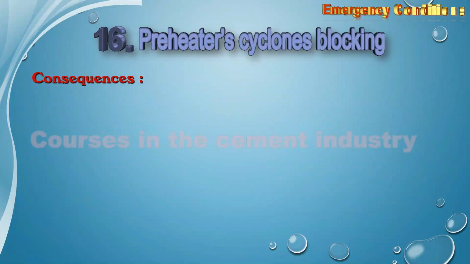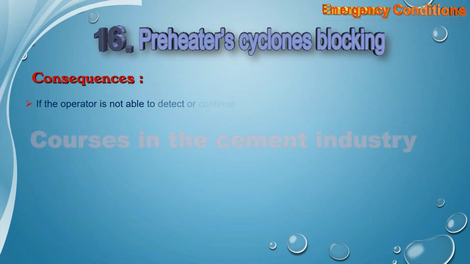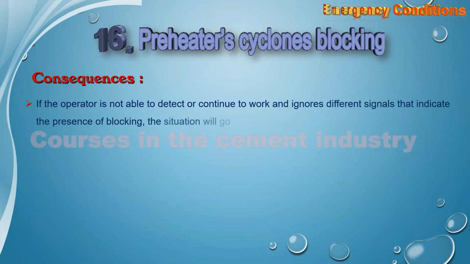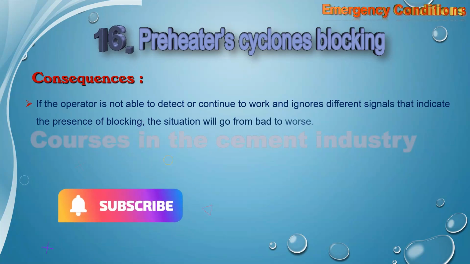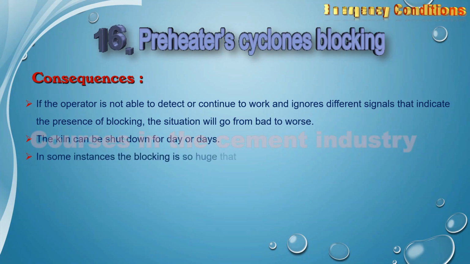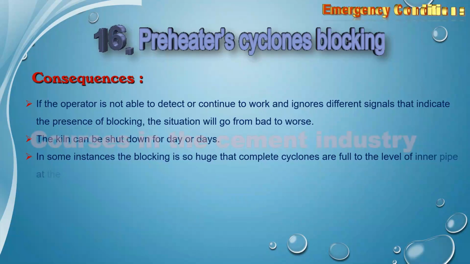Consequences. 1. If the operator is not able to detect it, or continues to work and ignores different signals that indicate the presence of blocking, the situation will go from bad to worse. 2. The kiln can be shut down for a day or days. 3. In some instances the blocking is so huge that complete cyclones are full to the level of the inner pipe at the roof of the cyclone.